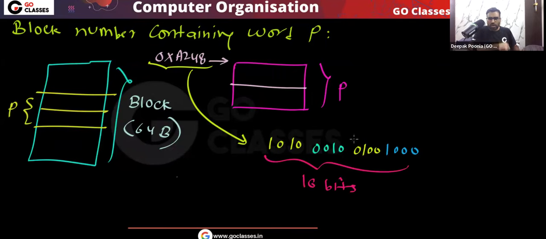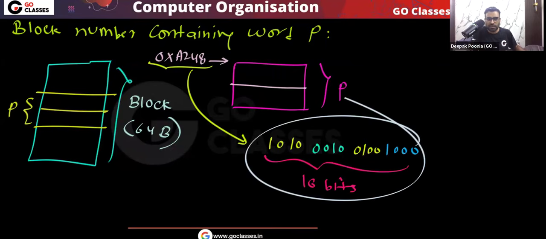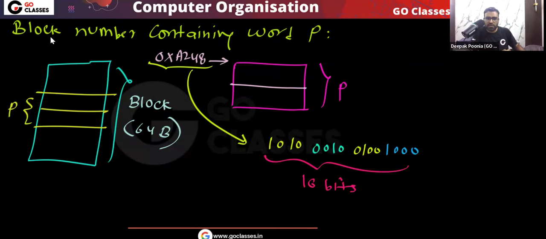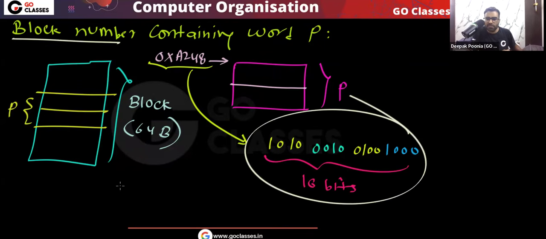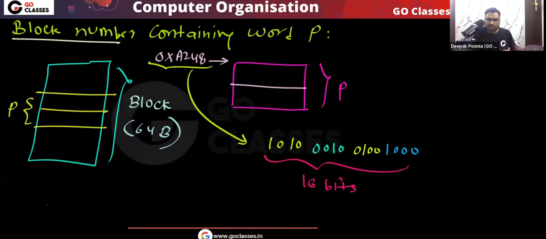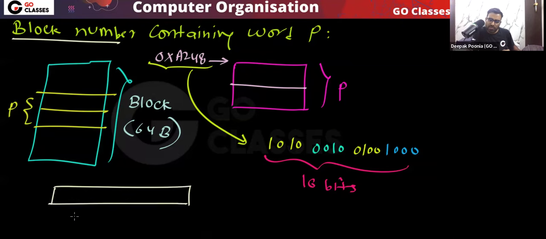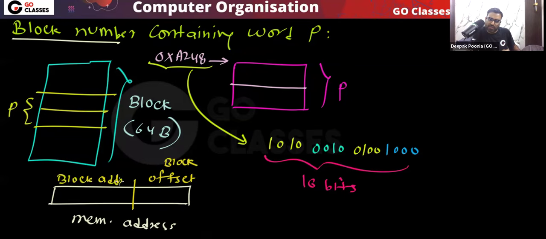Okay, now tell me how to find the block number here. We want to find the block number containing P. I told you that the address can be divided into two parts, block address and block offset. The memory address that you have can be divided into two parts: block offset and block address.